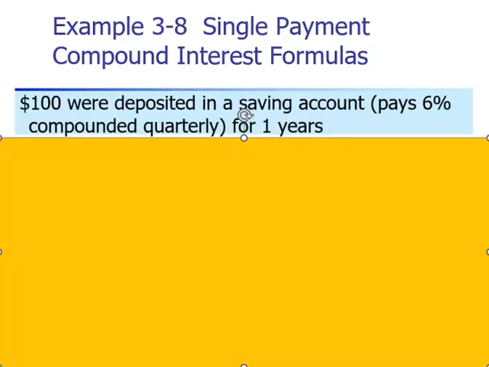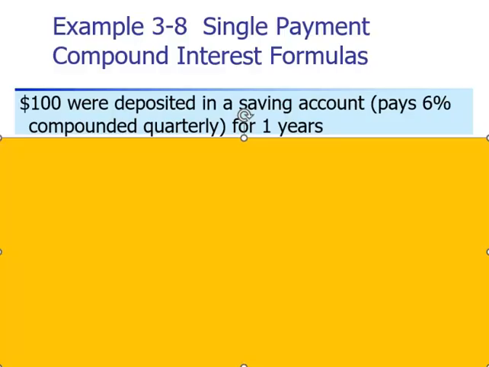Another example that is not very different from the previous one, but gives you a cleaner perspective on the challenges you are about to do. Okay, $100 were deposited in a savings account for 1 year, and it pays 6% compounded quarterly. That's the difference between this and the previous ones, my friends.